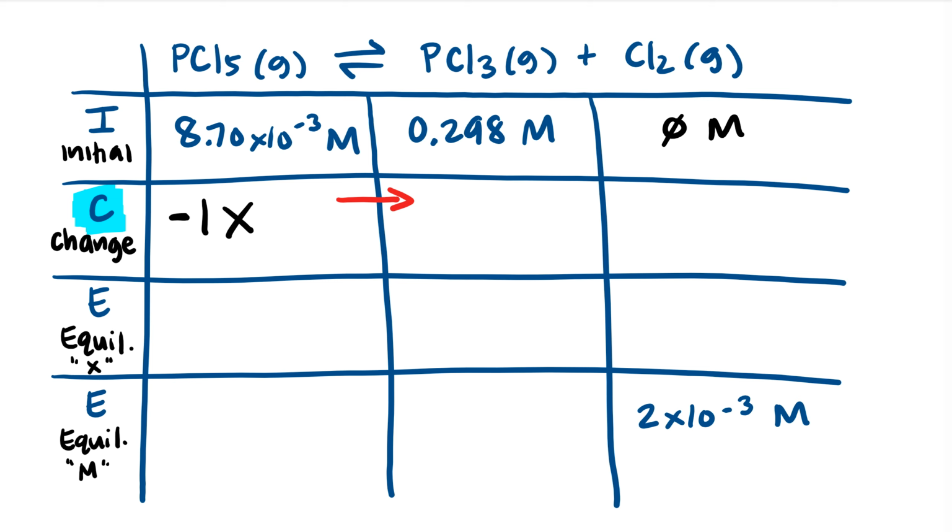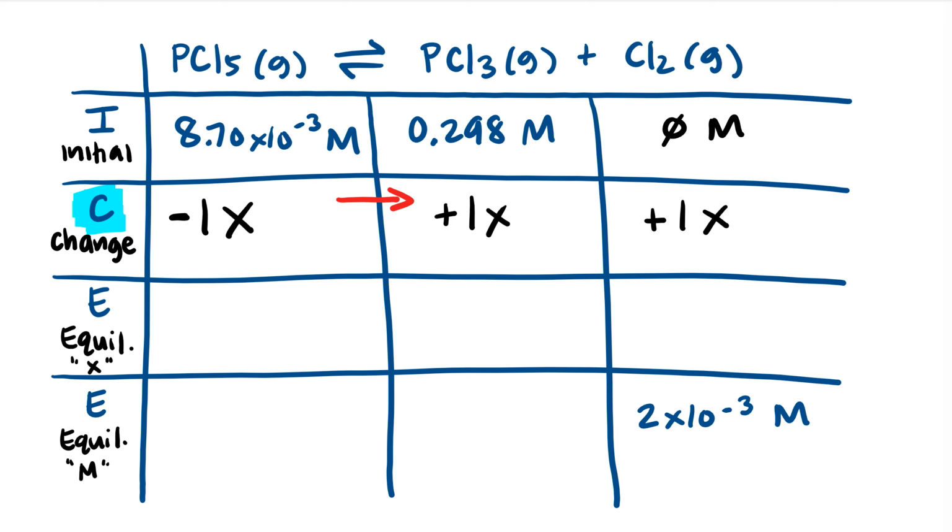For our first product, PCl3, its coefficient is 1, and since we're moving in the forward direction, we know we're making some product, so we're going to say plus 1x. And then for the chlorine, we're also making some chlorine, and its coefficient is 1, so we're going to say plus 1x. What's happening here in the change row is that we are subtracting from the reactant side, and we're adding to the product side because we're moving in the forward direction.